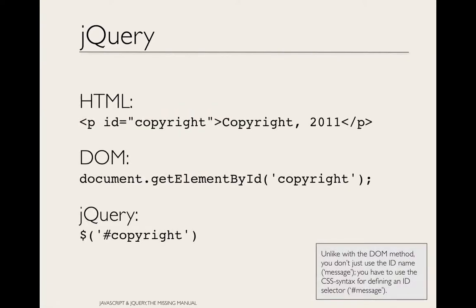So, if you have some HTML, a paragraph with an ID of copyright, and through the DOM, you'd have to say document.getElementById, then copyright. With jQuery, you just say, hey, just like in CSS, pound or hash mark, copyright. Very, very cool.